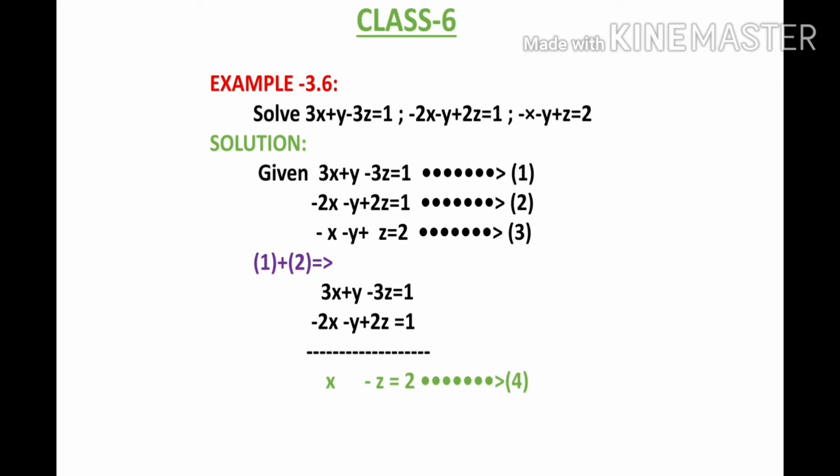Now add the coefficients. So 3x minus 2x is equal to x. Then y minus y gets cancelled. Then minus 3z plus 2z is minus z. There is no need to write 1, minus z. Then 1 plus 1 is equal to 2. Let it be equation 4.